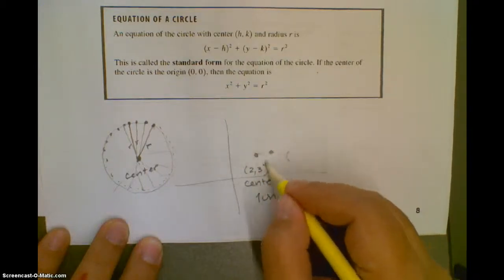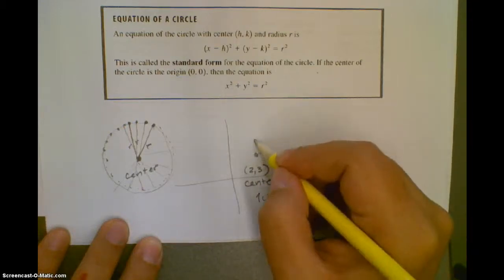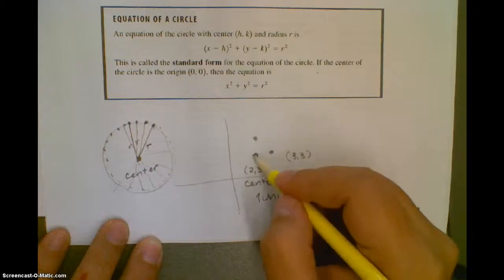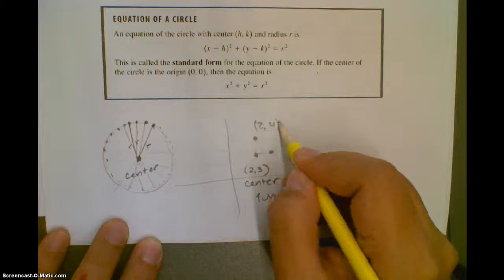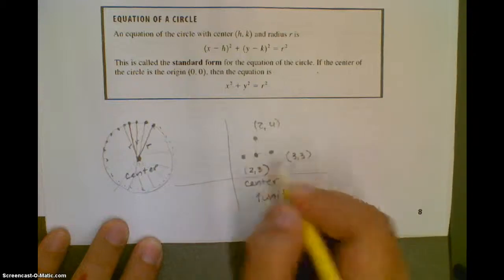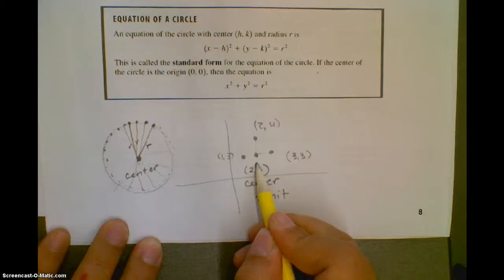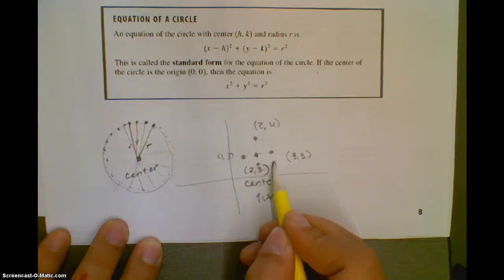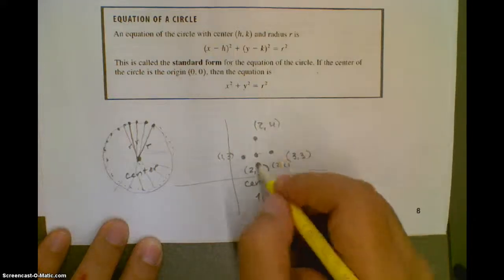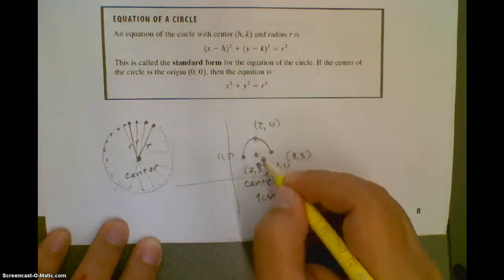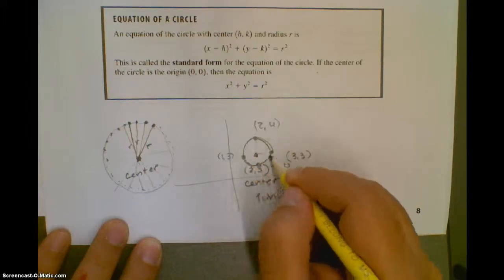The coordinates of this point will be, if this is the 2, 3, this will be the point 3, 3. If I'm going 1 unit away this way, then the coordinates of this point will be 2, 4. If I'm going 1 unit this way, the coordinates will be 1, 3. If I'm going 1 unit below, it would be 2, 2. Okay. Well, actually, it doesn't look like a circle, but the idea is this, right? And all the points that are 1 unit away from this center are forming a circle.